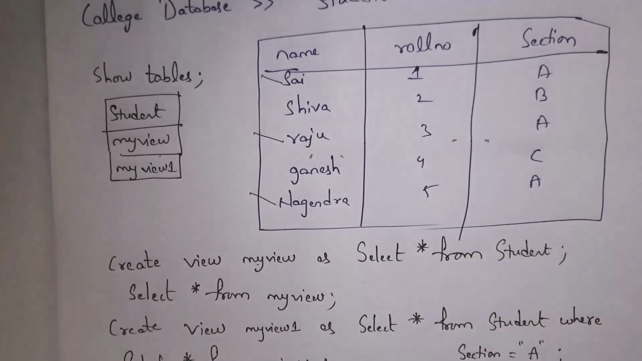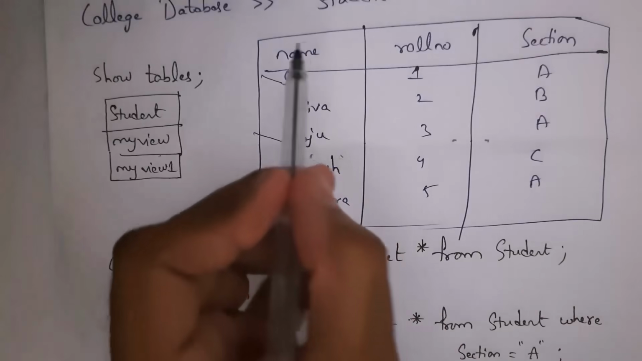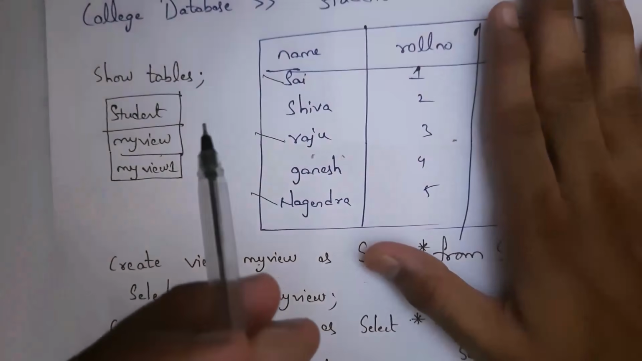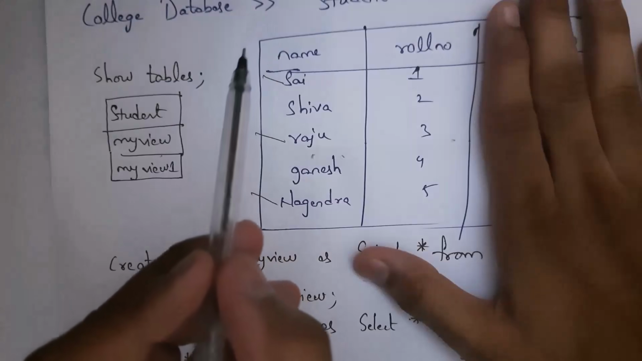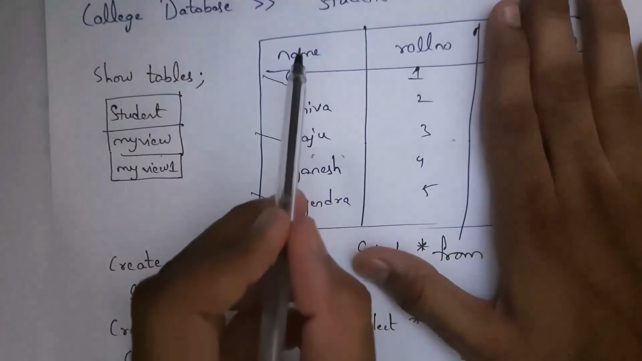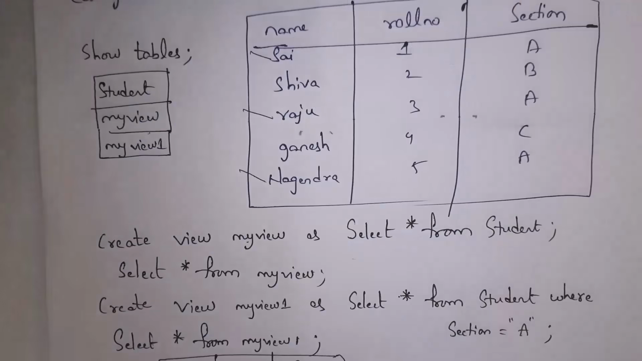But this time I don't want complete three columns. I just want only name column and roll number column as output. I need to skip this section column. So I will create view by selecting only two columns. They are name column and roll number column. So I will write code for this.